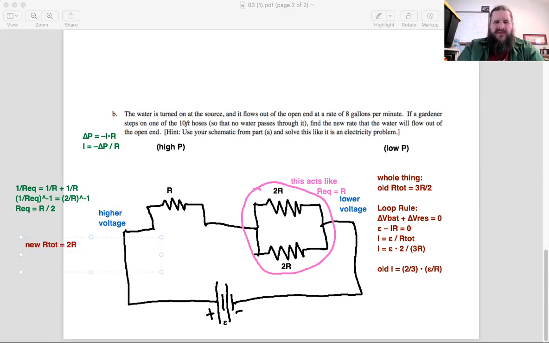We can still use the same current equals epsilon over R total. In this case, that'll be epsilon over 2R. Or in other words, the new current is going to be 1/2 times epsilon over R. So those are the currents we want to compare. The old current was 2/3 epsilon over R. The new current is 1/2 epsilon over R.